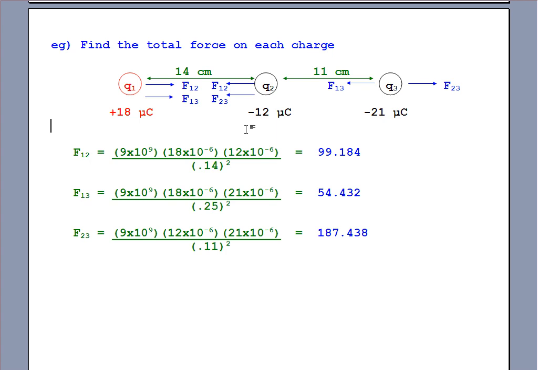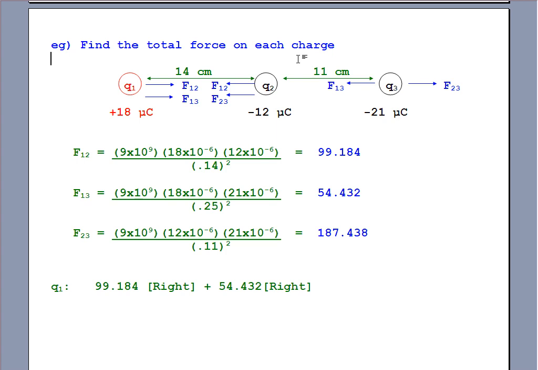The question said to look at each charge one at a time. So Q1 has a couple of forces, and they're both to the right. We're going to have to add them up. Q2 has a couple of forces, and they're both to the left, and we're going to add those left forces up. We'll be a little more careful with number 3 because it's got one force going left and the other going off to the right.